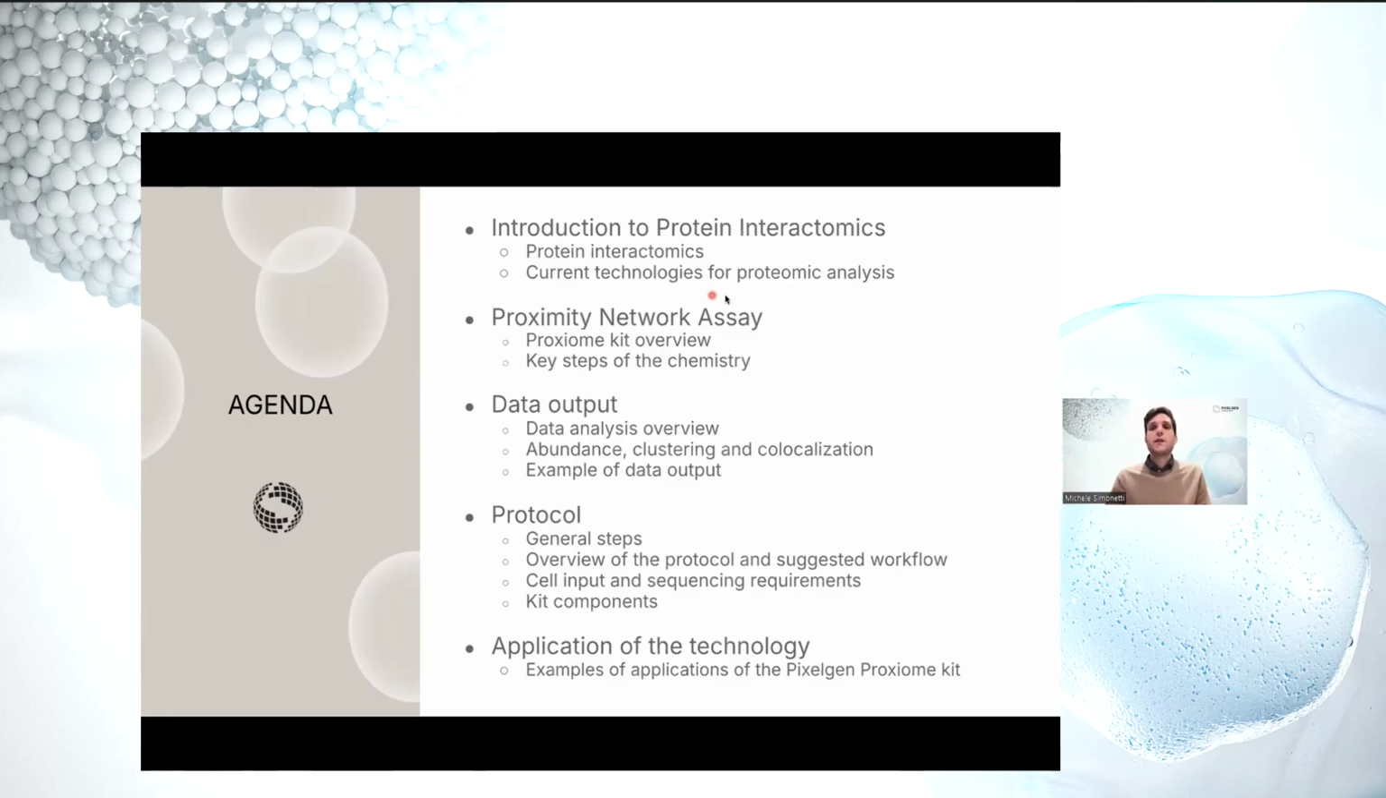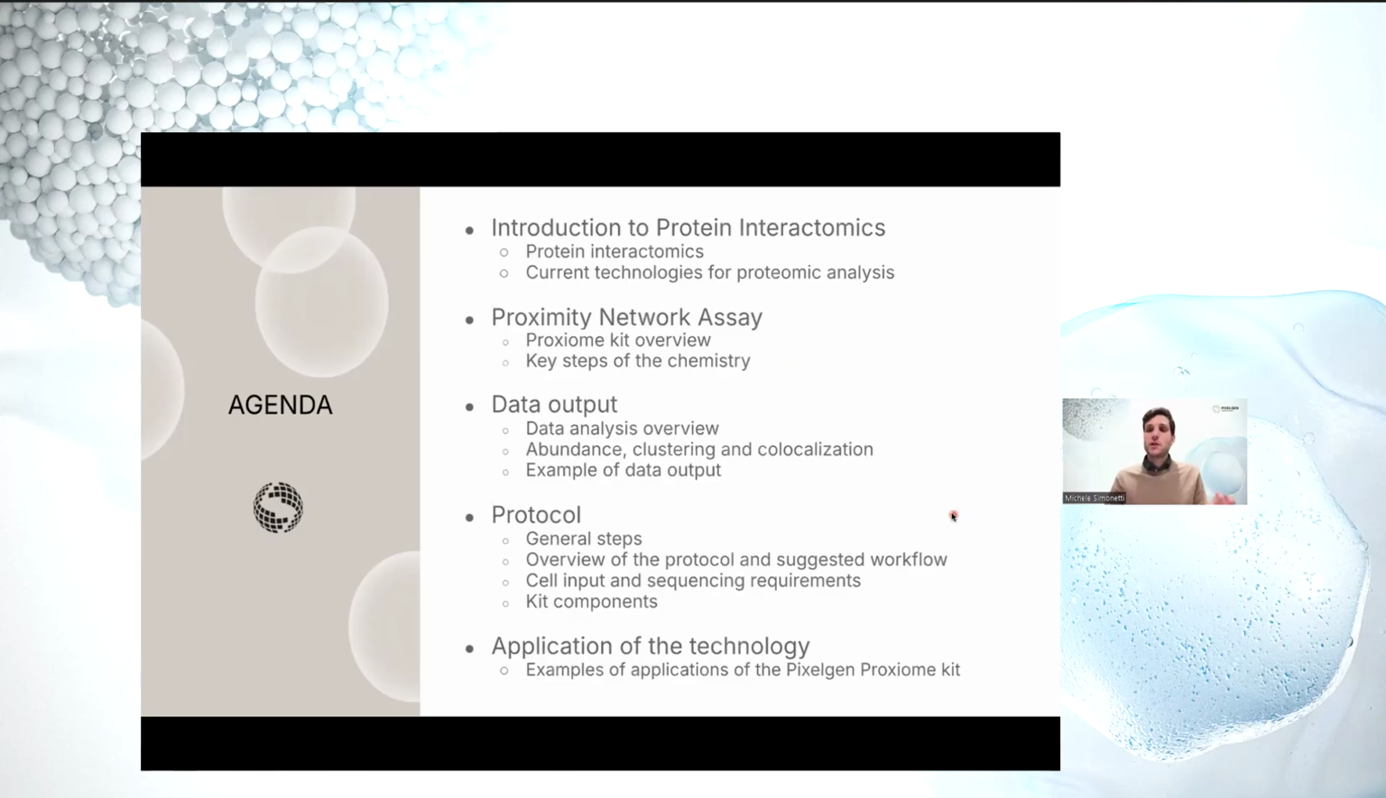and looking at the current technologies for proteomic analysis. We will then look at the chemistry of the new assay that we developed, the proximity network assay, and looking at the key steps of the chemistry. We will then focus on the data output, first with an overview, and then looking at the kind of metrics that you will be able to generate using our assay. So abundance, but also spatial metrics like clustering and colocalization of proteins. And we will also look at some examples of data.